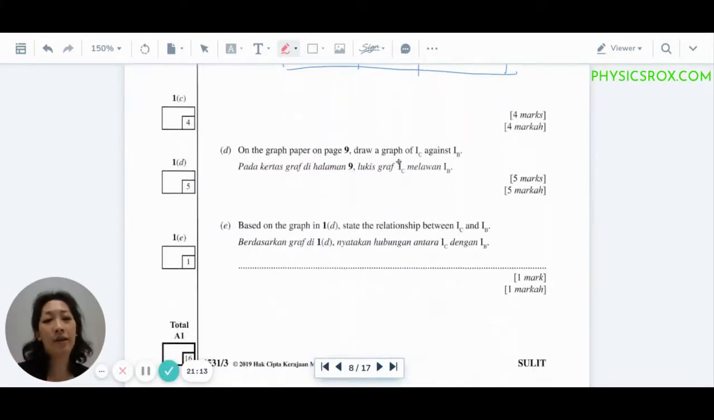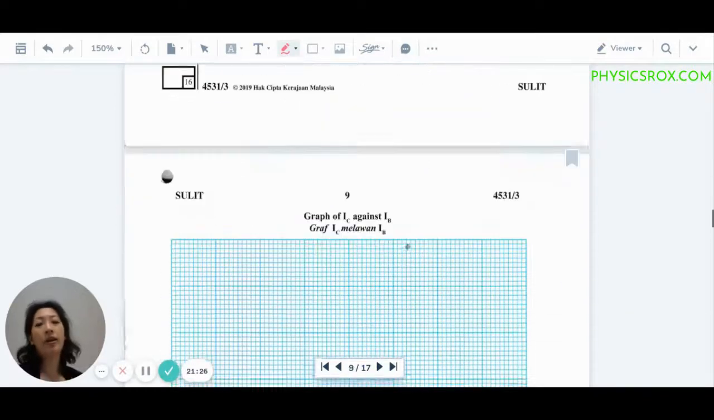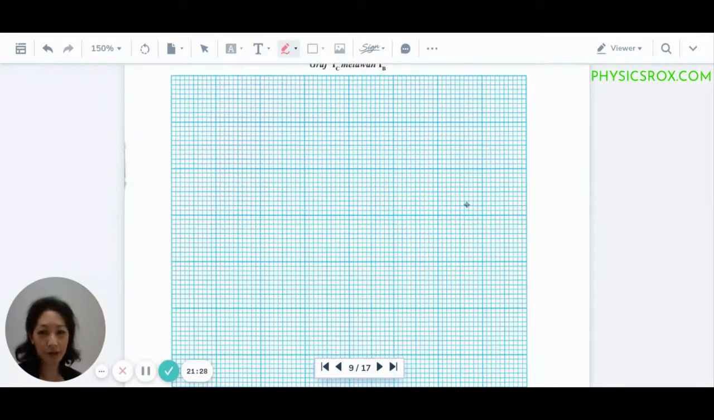Let's go on to the graph now. I'm not going to draw a complete graph over here, but I will cover some of the important things that you must make sure you have when you are drawing a graph. Of course, a graph paper is given to you here.